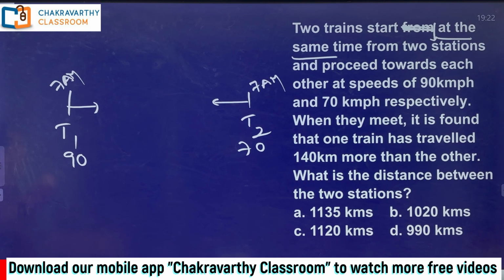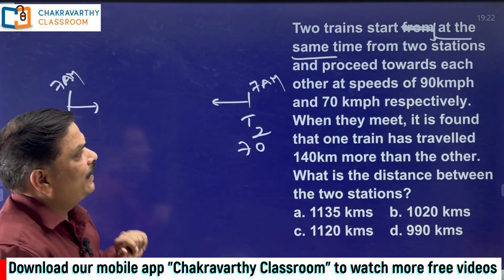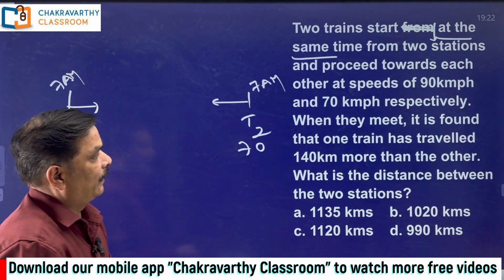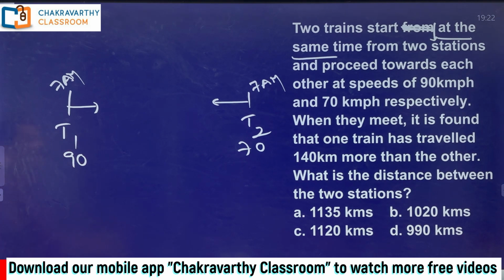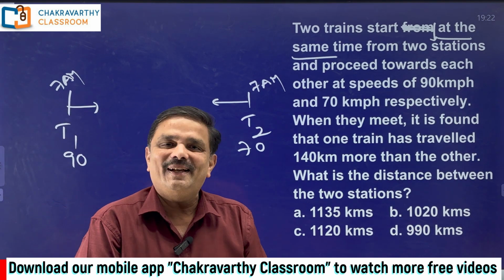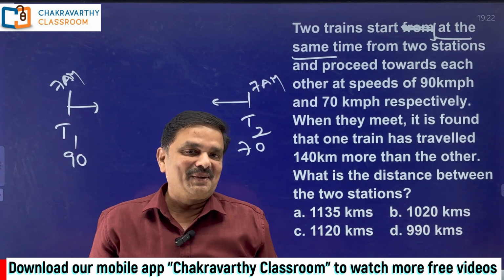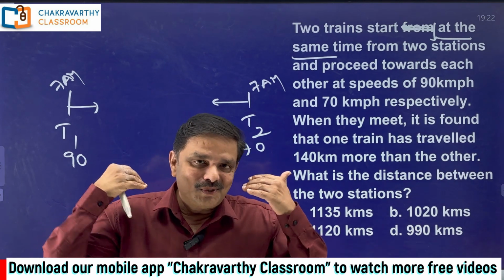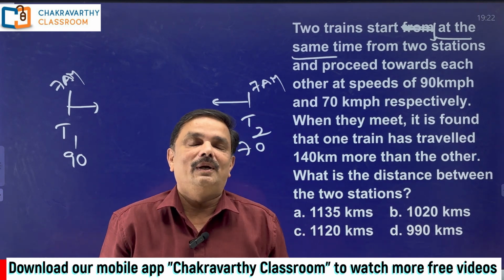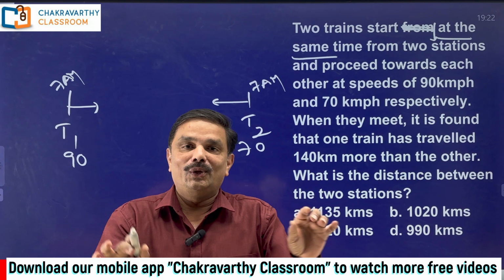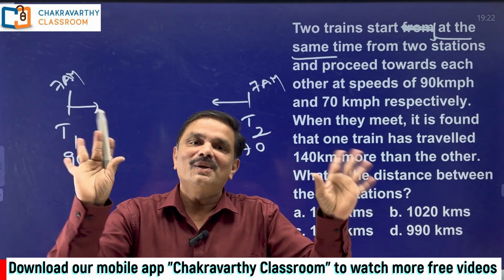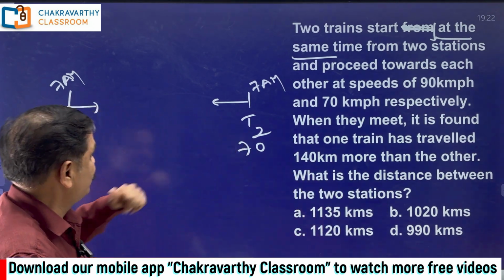This is the scenario. Then after that, what they have given: when they meet, it is found that one train has traveled 140 kilometers more than the other. Then what is the distance between the two stations? What a fantastic question this one. Why am I telling you fantastic? You can solve this question even without writing anything on the paper. Simply you can do that. How? You see this one.